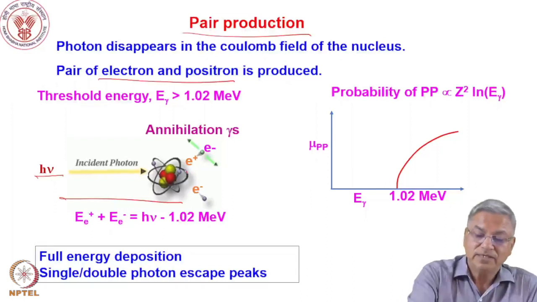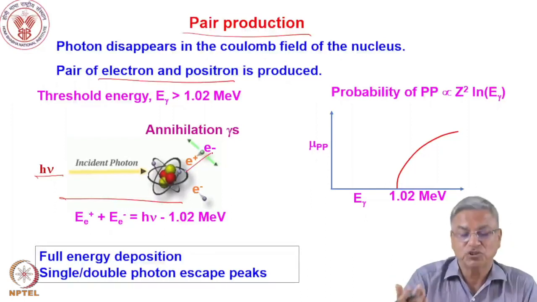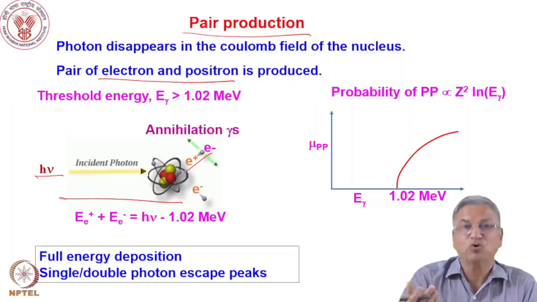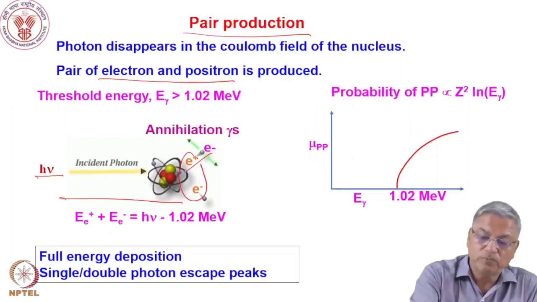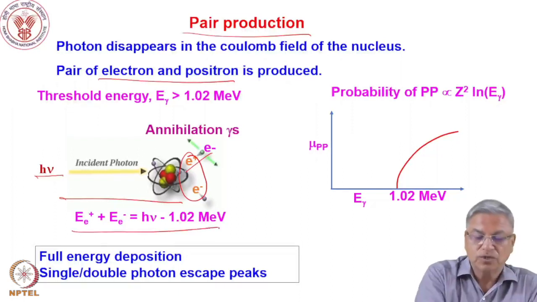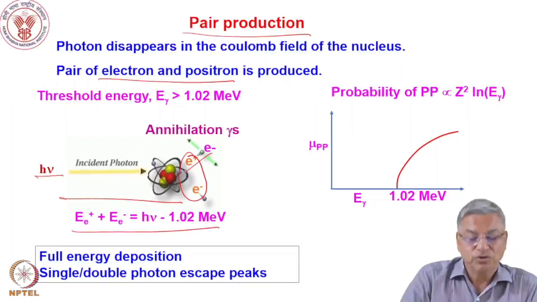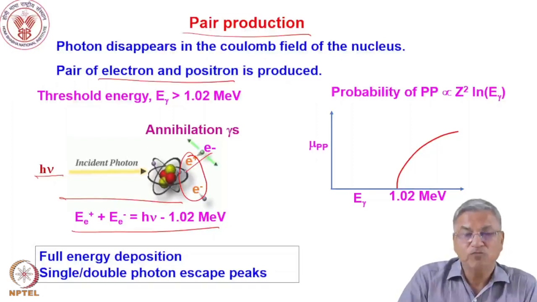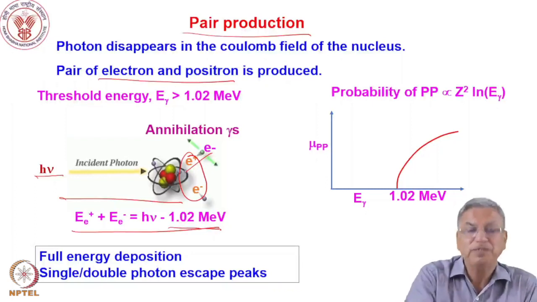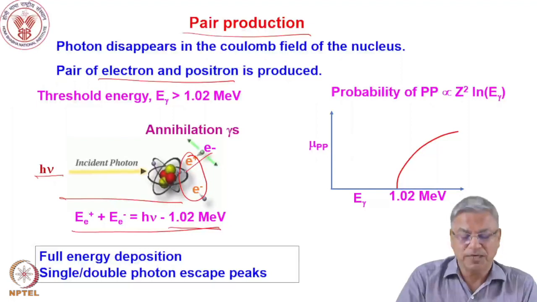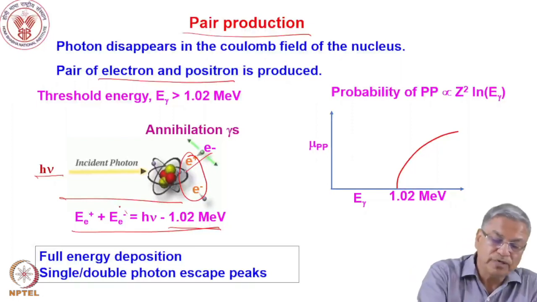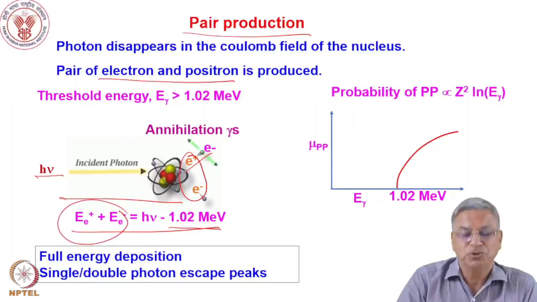Instead of the photon, it is like the inverse of the annihilation of the gamma ray, the pair annihilation of the positron with the electron. So a pair of electron and positron is produced, and the energy of the photon now goes into the kinetic energy of the positron and electron. But to create the pair, you require the rest mass energy of the pair, that is 1.02 MeV, and so that is the threshold for this pair production process. The remaining energy, h nu minus 1.02, goes as the kinetic energy of the electron-positron pair.